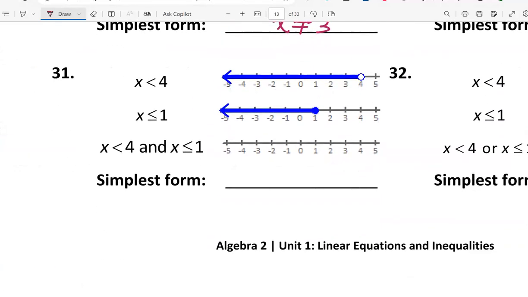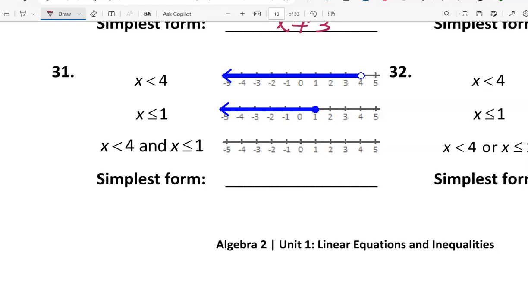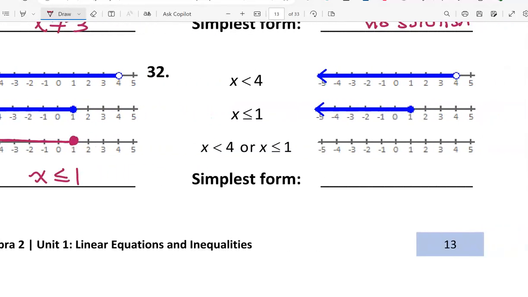In number 31, we have two sets, x is less than 4, x is less than or equal to 1, joined with the word "and." "And" indicates what they have in common. So they have in common the set of all x less than or equal to 1. In 32, we have the same two sets joined by the word "or." "Or" is the combination or union of those two sets. And what we see here is x is less than 4.